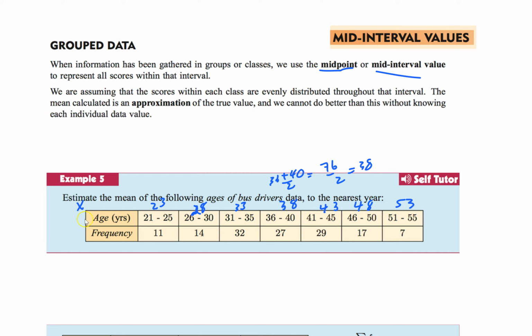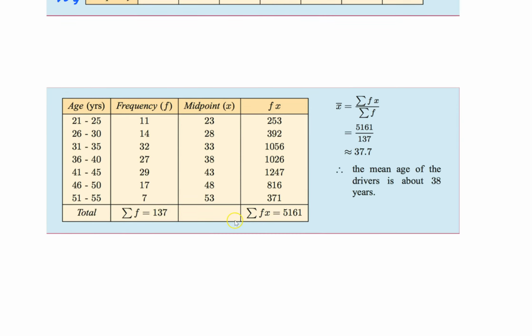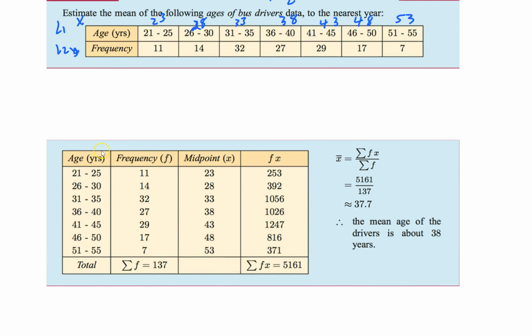Other than that, it's the exact same thing. I should put L1 instead of x. That should be L1 and L2. So that's the only difference. And they did it down here for us. So here's the age. We're not going to use that. We're going to use the midpoint value as our L1, and we'll use the frequency as the L2 when we put it on our calculator.